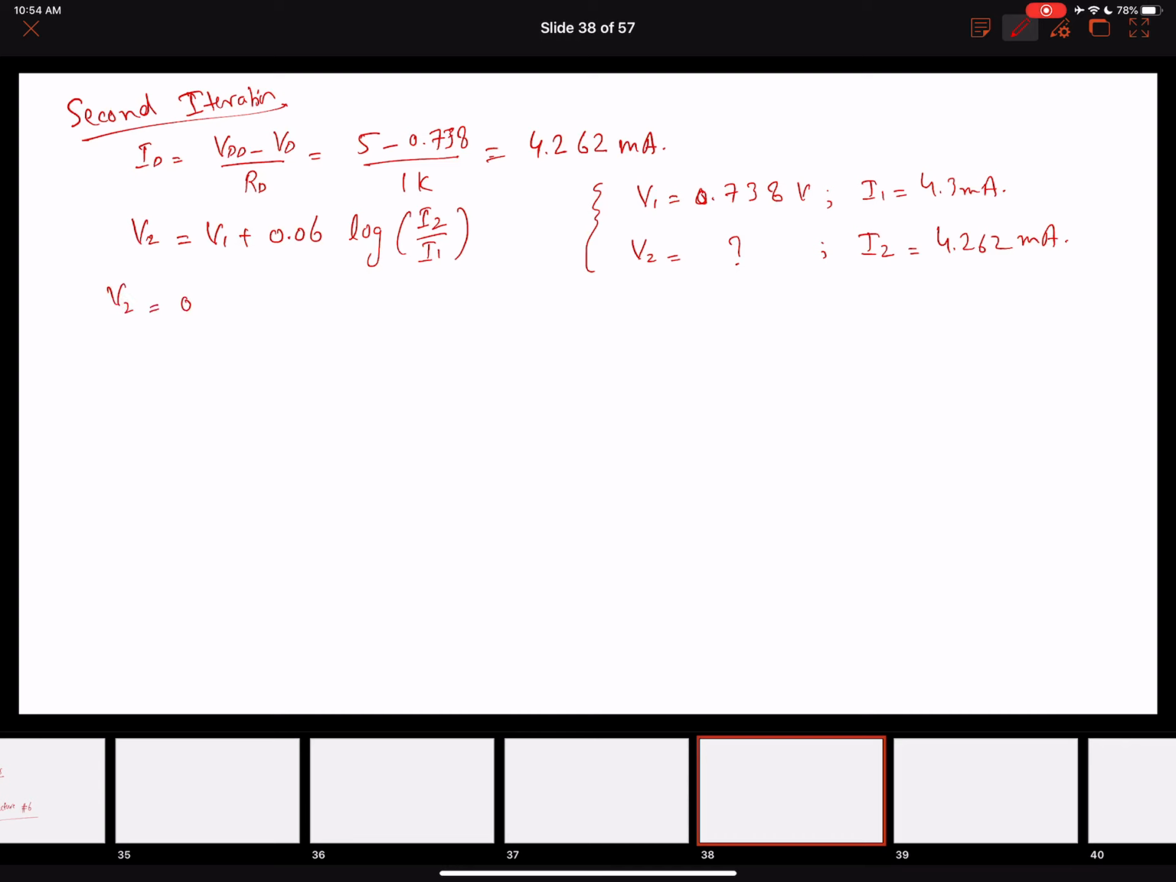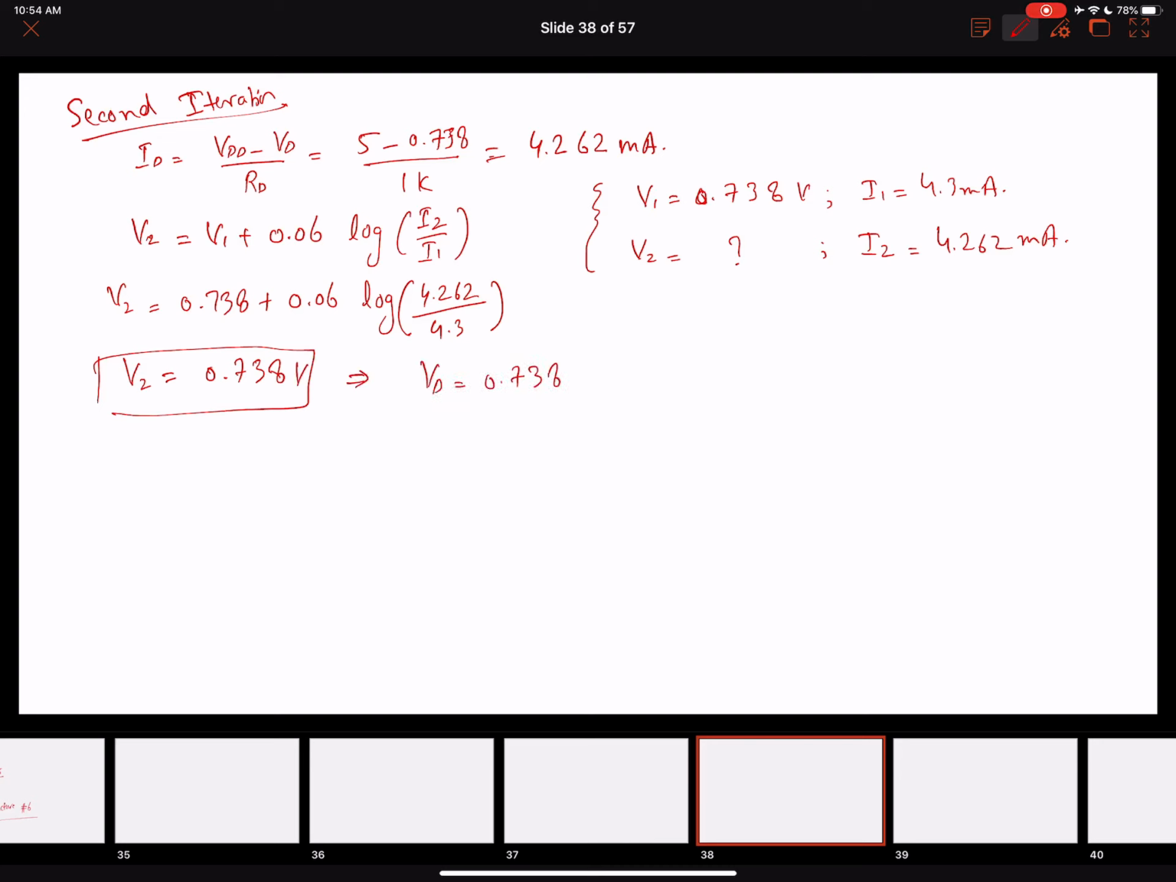Okay, so let's plug in the numbers here. V2 is V1, 0.738, plus 0.06 log of I2, 4.262 over 4.3. If you plug in all the numbers, the new value that you will get will be very close, almost the same. You're going to get the same value if you round it off. So this is the new VD that we get, 0.738 volts. And the new value of ID is 4.262 milliamperes.